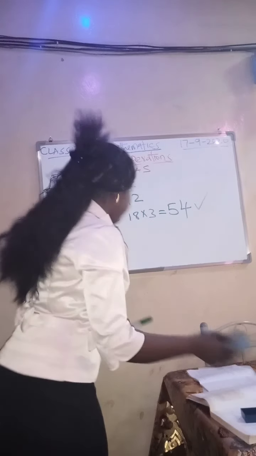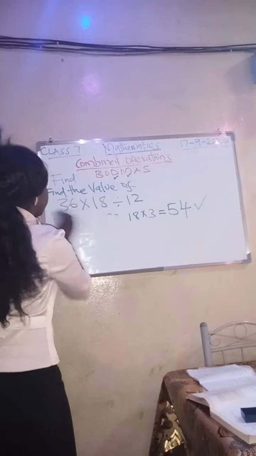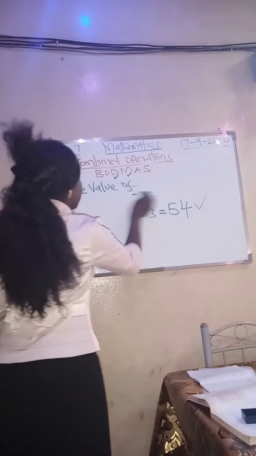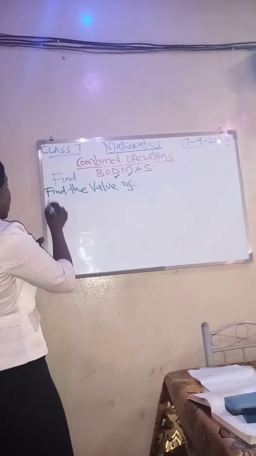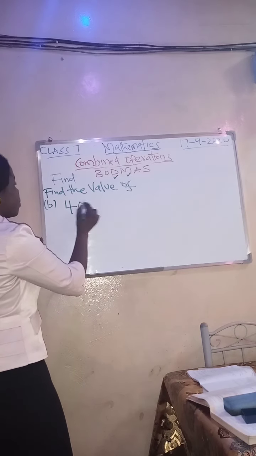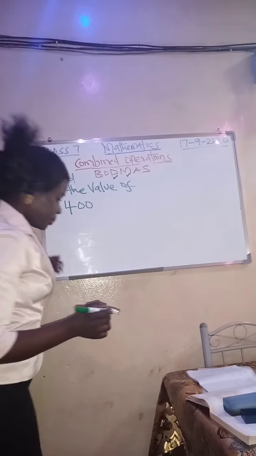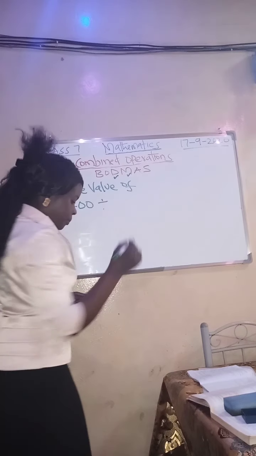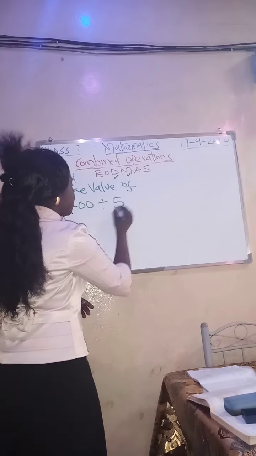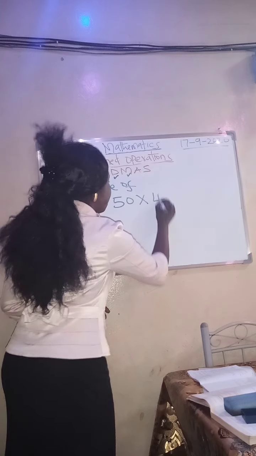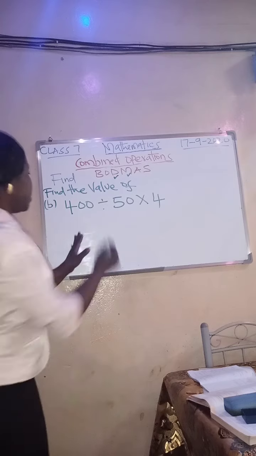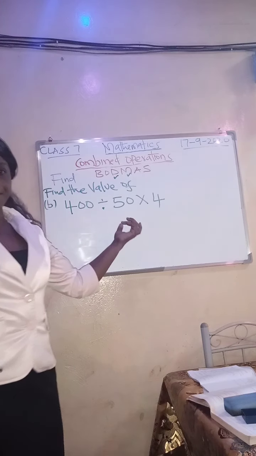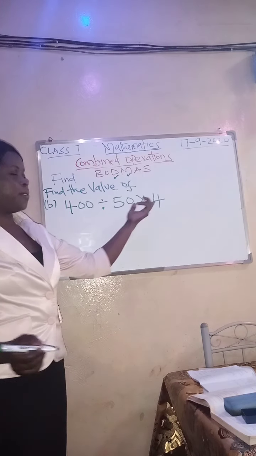Now another example to help us with that. We have 400. This is our second example. You can write this. 400 divided by 50 times 4. You can write that. 400 divided by 50 times 4.